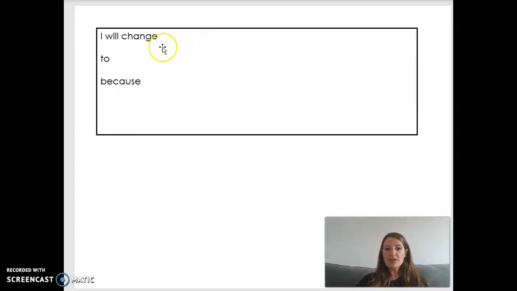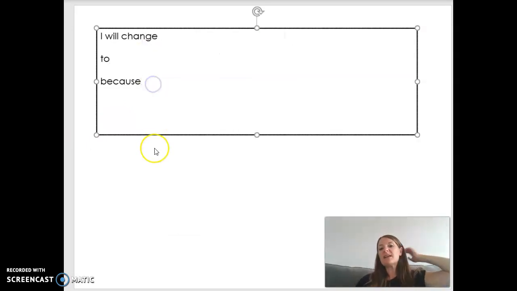I suggest you use this sentence stem. I will change to because. So if the answer to one of the questions, you say, can you remember one thing I said? And they can't, I will change. And then obviously fill in the gap with what you're going to change, what you're going to change it to and why, what effect you want to create. So that then when you've finished going through all the questions, you can come back to this.